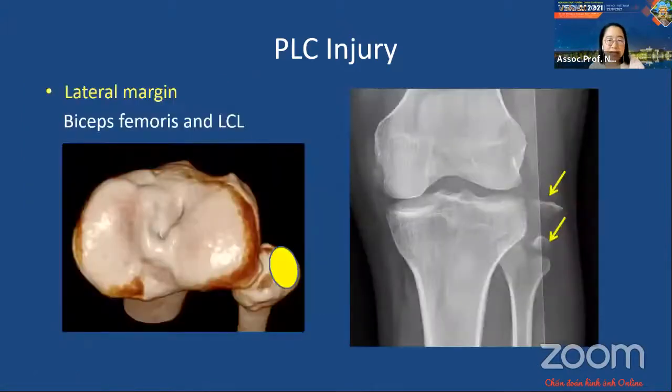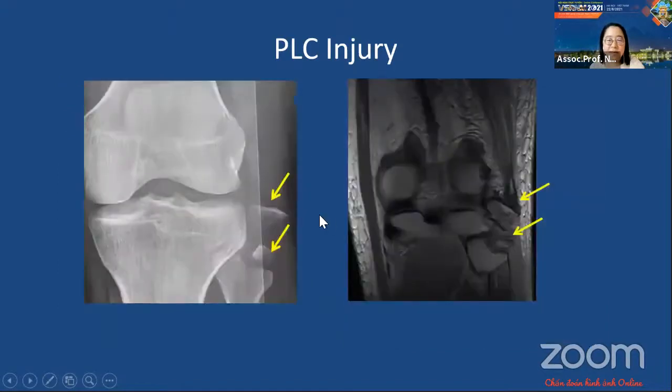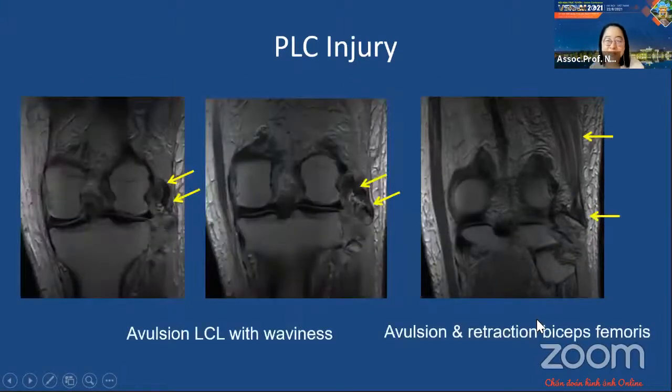The lateral margin, because the conjoint tendon of biceps femoris and LCL is big, so usually the fracture is bigger. So look at this one. This is the attachment site of biceps femoris, and the structures pull the fracture upward, away from the fracture site. When you try to identify the structure, remember tendon and muscle can contract. So you can see the biceps femoris, but the avulsed ligament cannot change its length. So the ligament will fold up and may look wavy.